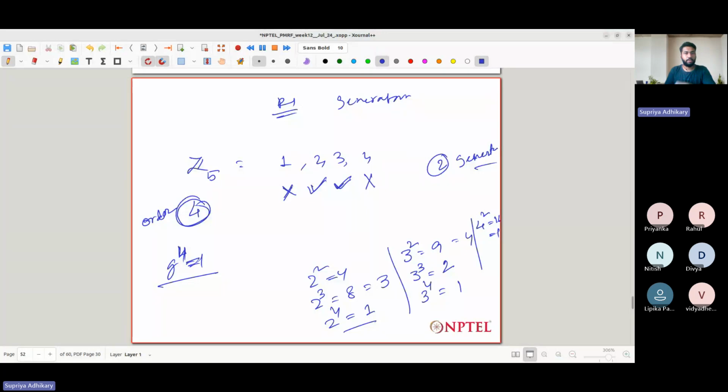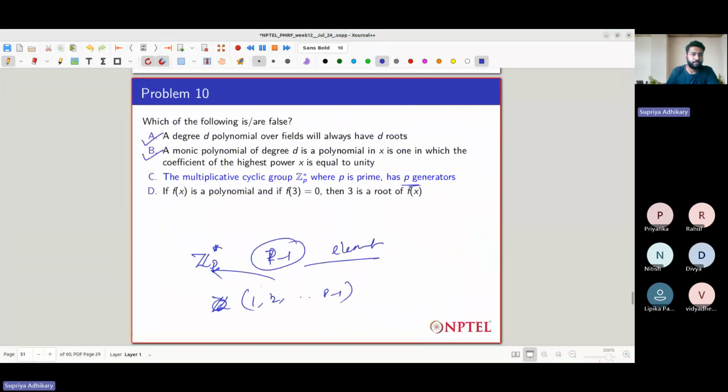So this is also not true, that if Zp star is the group that we're considering, it has p minus 1 generators. So this is not a true statement.